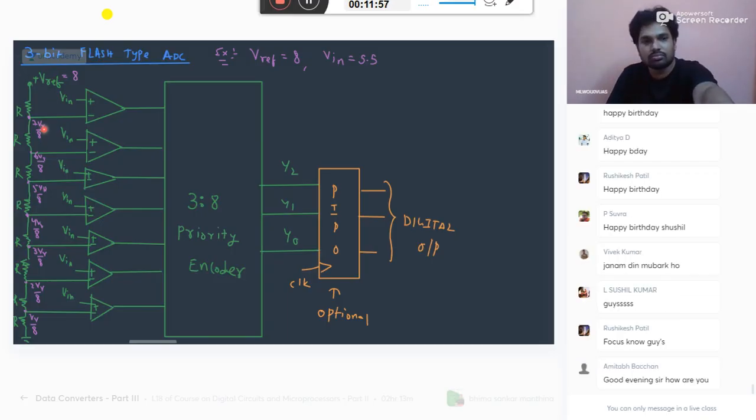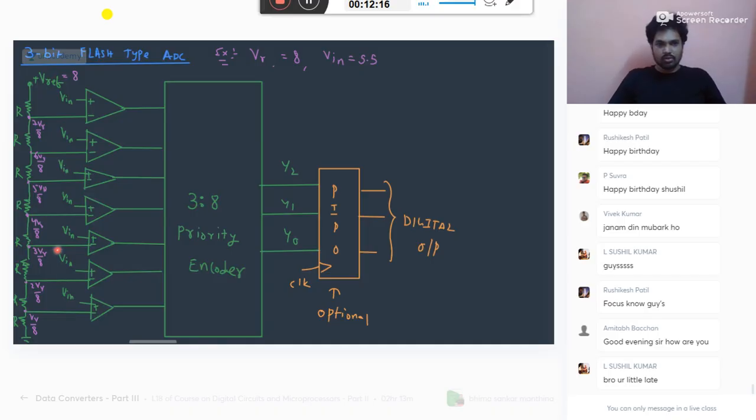One minute. Okay, so suppose this is your VR or V reference in this case. Let me take it. So now listen here. This is your VR. Good evening, Amitav.